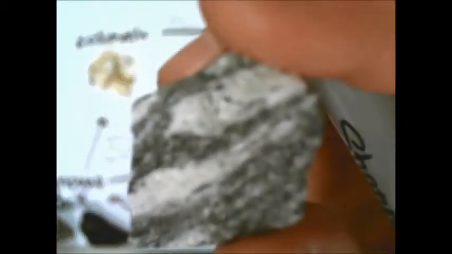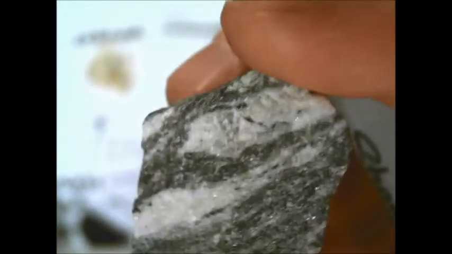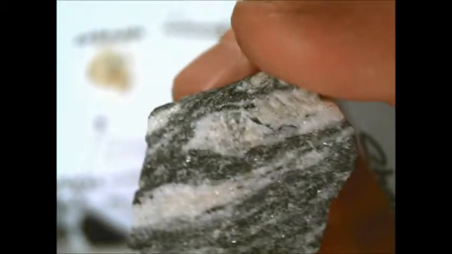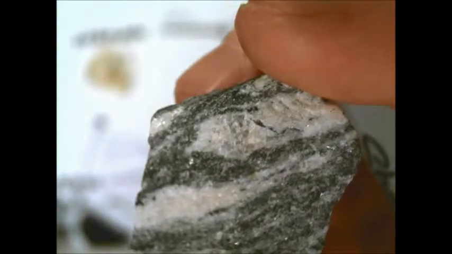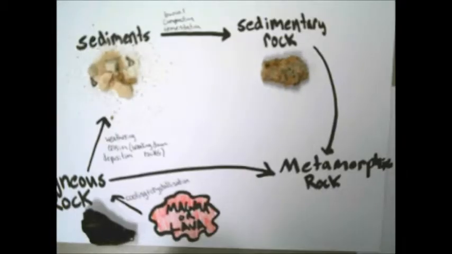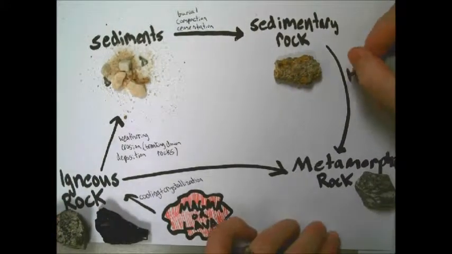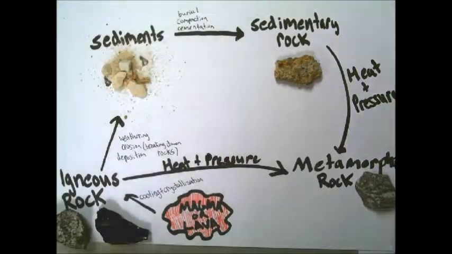Take a look at this rock. This rock is called gneiss. It's what happens when you take granite and you squish it under such immense heat and pressure that it forms those banded layers. So heat and pressure is the key component of making a metamorphic rock. You take a sedimentary rock or an igneous rock and you can turn it into a metamorphic rock.